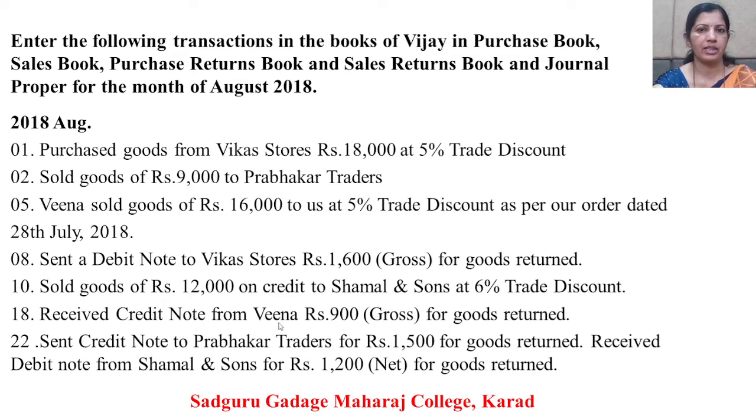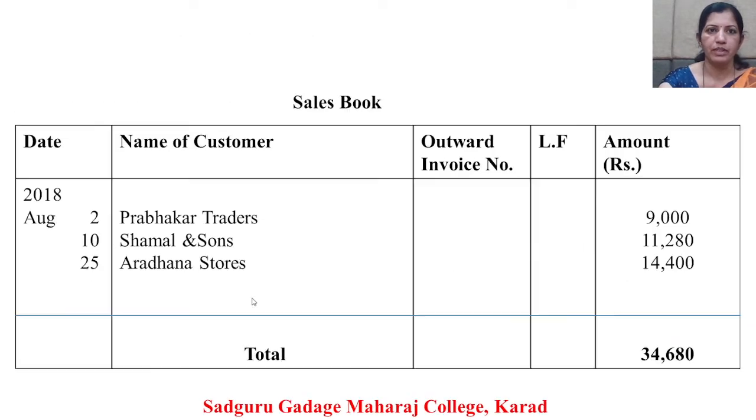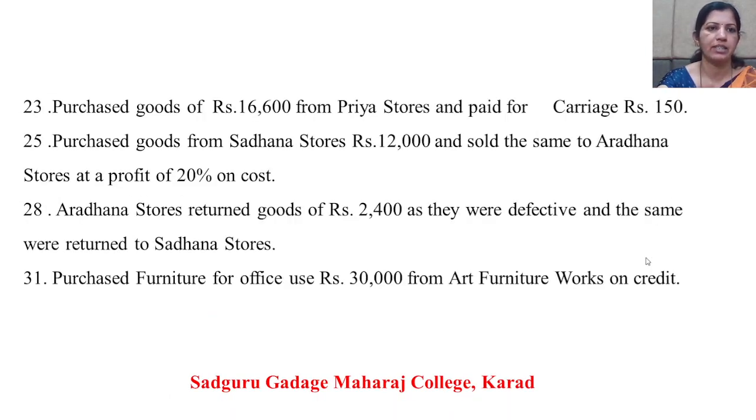Take out the discount. 12,000 into 6 upon 100. 12 6s are 72. What will the discount be? 720. 12,000 minus 720. See in the sales book, Shamlal and Sons, 12,000 minus 720, 11,280. The value after discount is recorded, 11,280. Then next date.